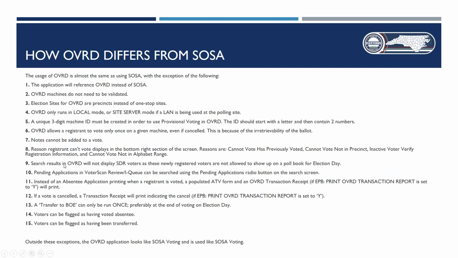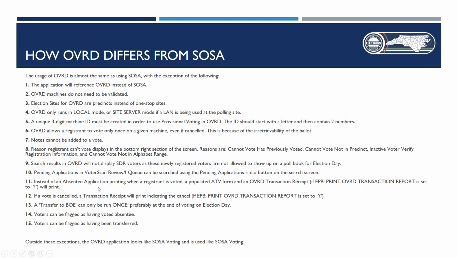Another thing worth referencing is number 9. Any same-day registrants that you had during SOSA will not appear in the poll book for OVRD. They will not be there, and that's because you don't want them to be able to come back and vote. And we know sometimes people start the process and then they decide, oh, I'm not gonna vote today, I'll come back tomorrow and vote, and they can do that during one stop, but they cannot come back and vote on election day. So that's why they're not going to be in the poll book.